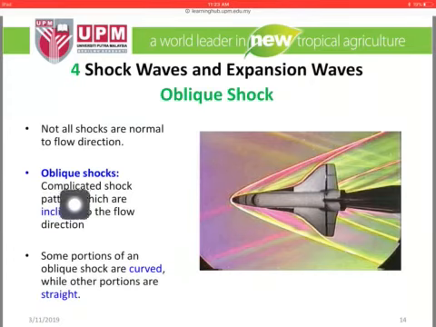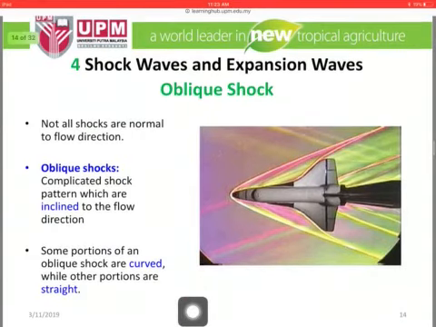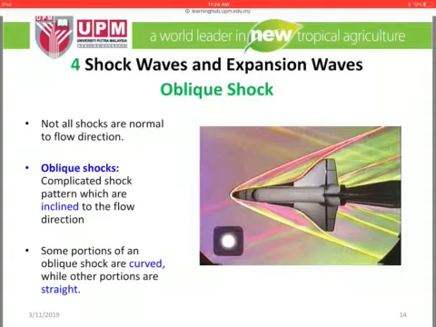So what is oblique shock? This is a complicated shock pattern which is inclined to the flow direction. So yes, oblique shock will be influenced by the direction of the flow. Some portions of an oblique shock are curved, while other portions are straight. So if you look at the front of the rocket, the oblique shock is curved, but afterward it will go in a straight line.